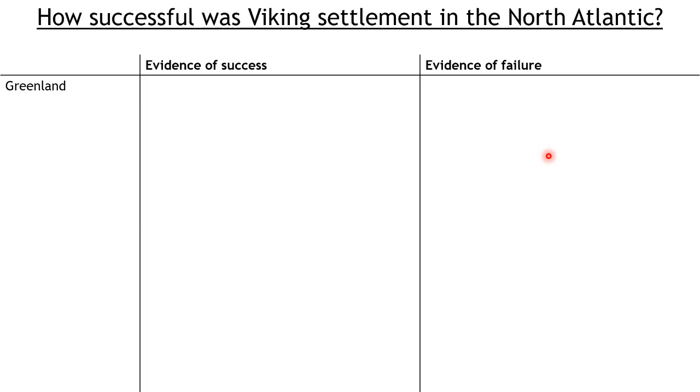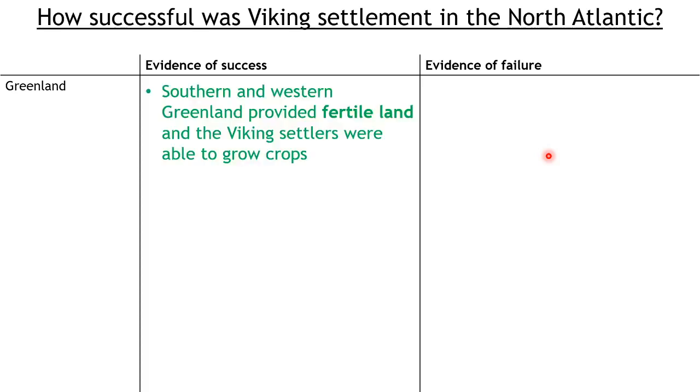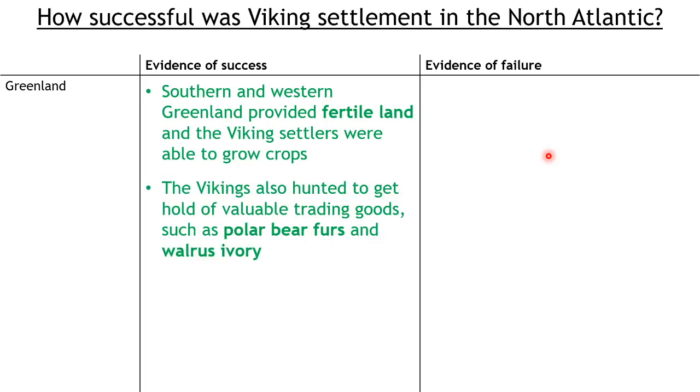Okay, welcome back. Grab your purple pens because it's really important that you've got the right notes down here. So, in Greenland, evidence of success. What do you need? You need to say that in southern and western Greenland there was fertile land. You've got a point about fertile land, absolutely brilliant. If you can add in with your purple pen that it was in the south and the west of Greenland, brilliant. You also need to say that the Vikings hunted polar bear and walrus to get fur and ivory. Make sure you've got both the polar bears and the walrus in there.